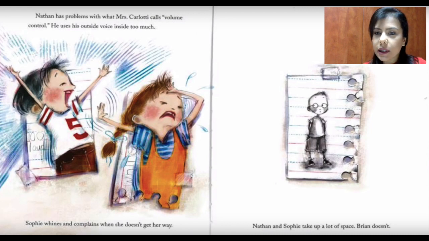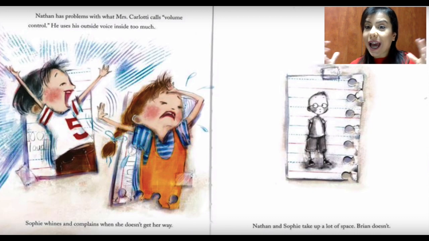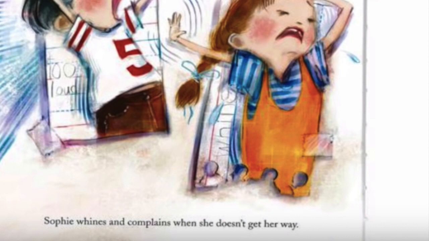Look at the first sentence. Nathan has problems with what Mrs. Carlotti calls volume control. He uses his outside voice inside too much. Now I can definitely visualize an image in my mind by reading these precise words. Volume control, outside voice. I can start to imagine the loud voice that Nathan must be using. Can you spot 2 precise words that the author has used in the last sentence on this page that helped us make a vivid image in our mind?